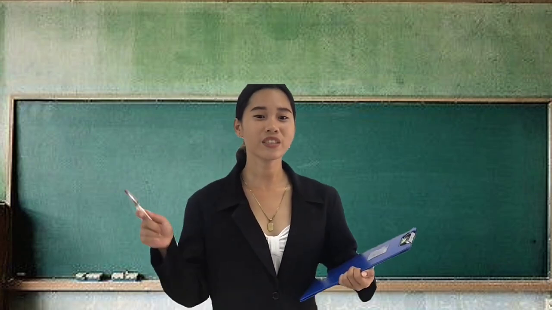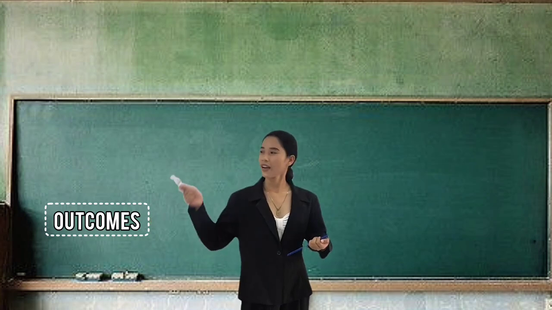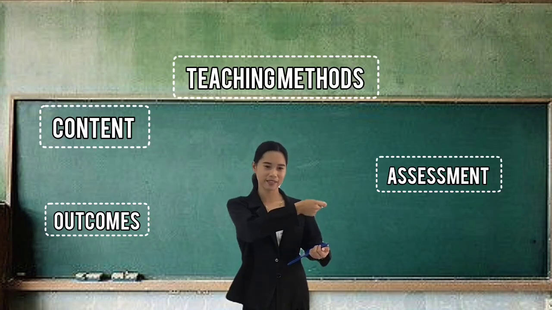So every lesson has four key parts. First, the outcomes, content, the teaching methods, and the assessment. So outcomes are basically what we actually need to learn. Like, if we are learning the parts of a flower, students should identify petals, stem, leaf, and explain why each part matters. Next is content.